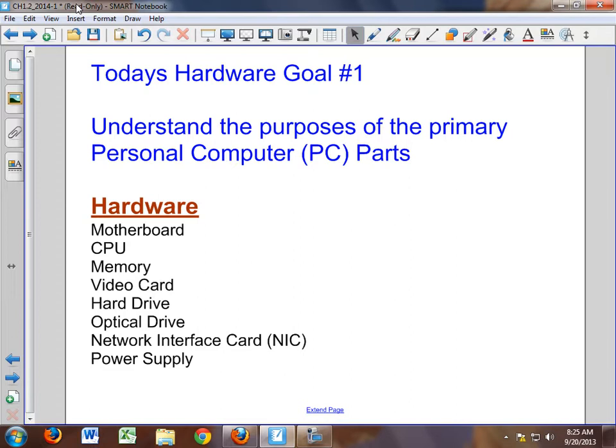Hooking up PCs. So we're going to start learning about PCs, which is what our primary goal is here today. This is the most important lesson of the entire year. Everything else is built on today. If you don't learn today, you're hosed.